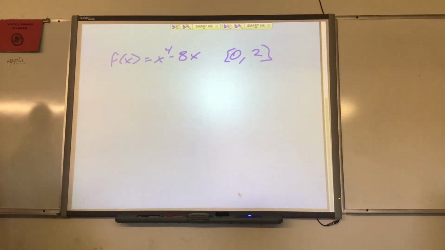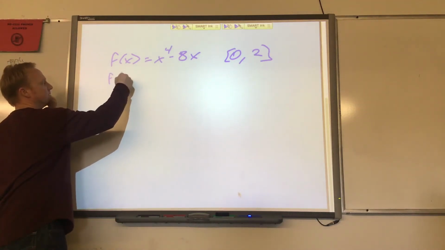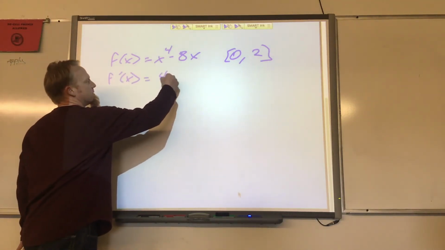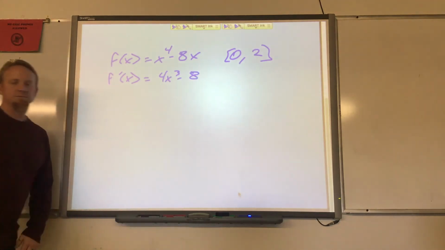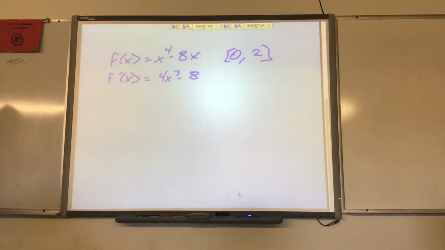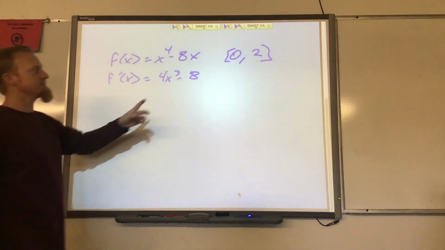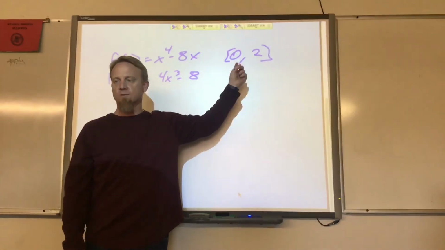What's my second part? Differentiability. What do I need to look at to talk about that? The derivative. So 4x cubed minus 8. And then I ask myself the same thing: fractions, radicals, piecewise. Do I have any issues there? No. So that means I'm continuous and I'm also differentiable. So once I find my average rate of change, I'm guaranteed that the instantaneous rate of change also happens somewhere between 0 and 2.